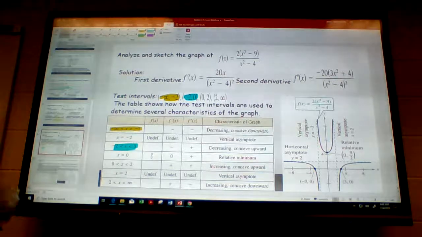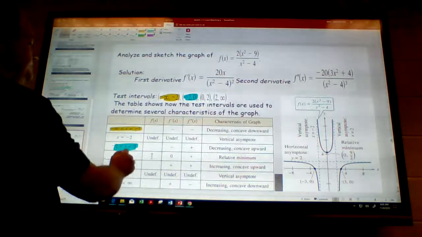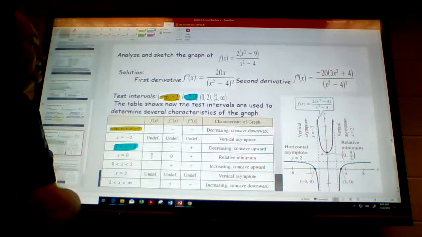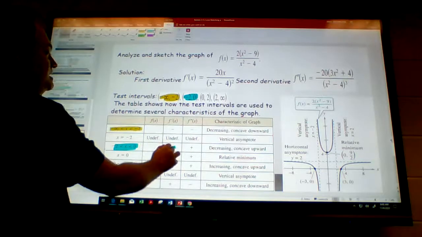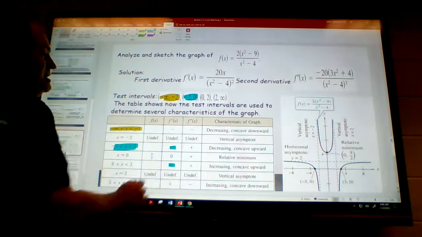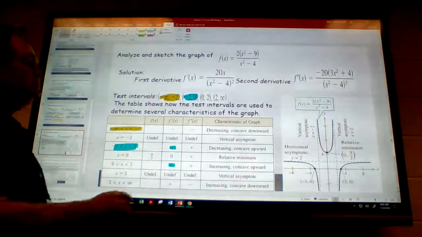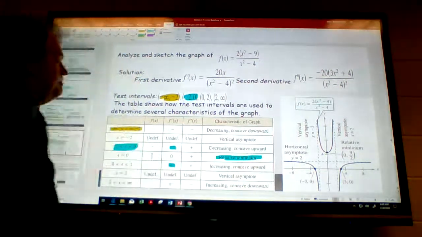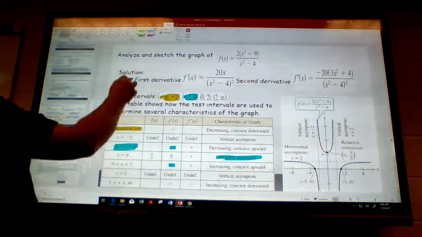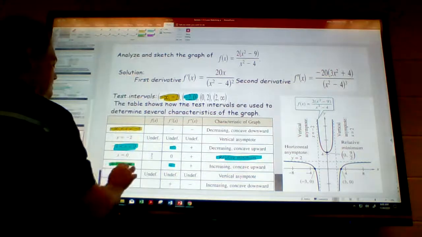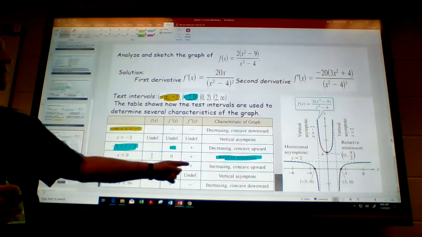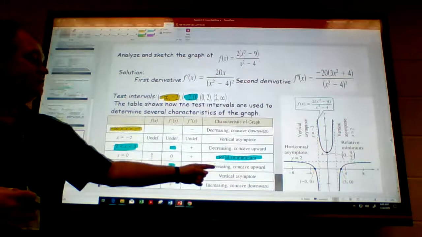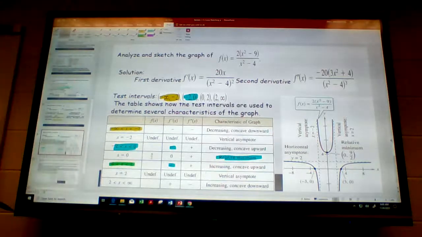All right, so x equals 0, that ends up being a relative min. Why? Because f prime goes from negative to positive, so therefore that's why it's our relative minimum. All right, now from 0 to 2, f prime is positive, f double prime is positive, therefore it's increasing and it's concave upward.